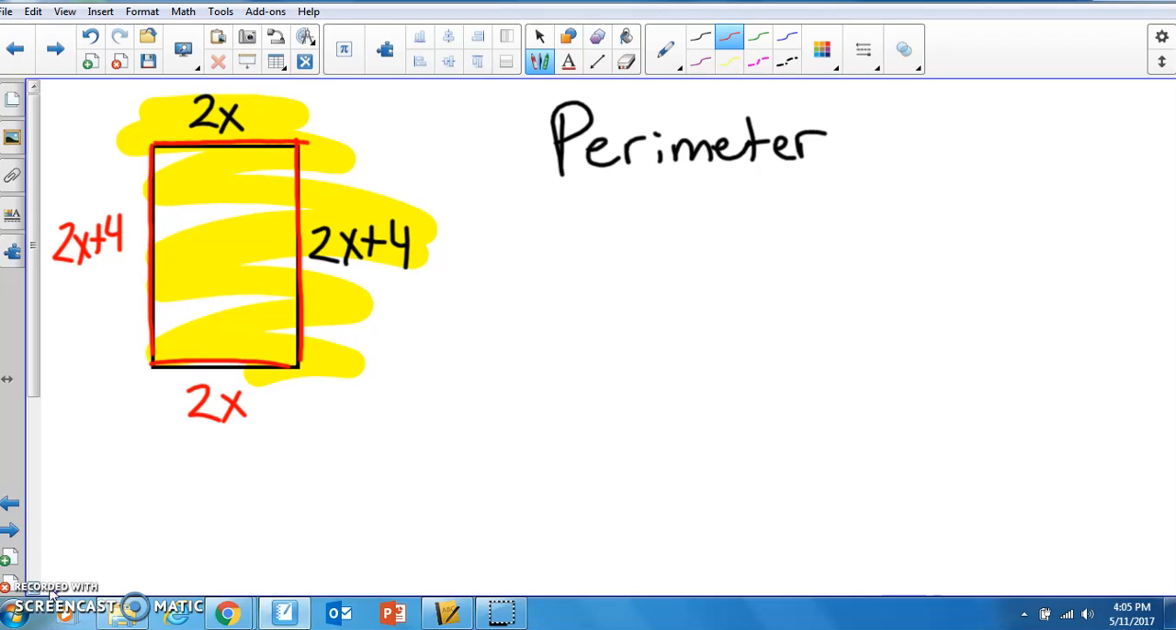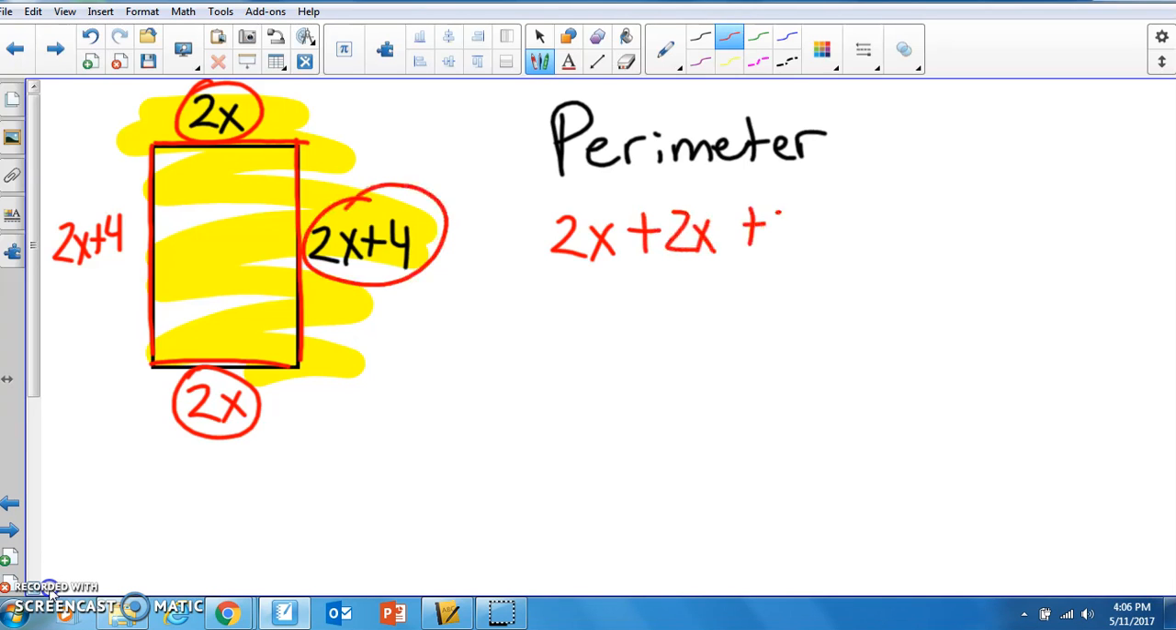And we also know if we take all four sides of the rectangle, that gives us the perimeter. So the perimeter is the distance around. So what we're going to do is we have 2x plus another 2x plus 2x plus 4 plus another 2x plus 4.